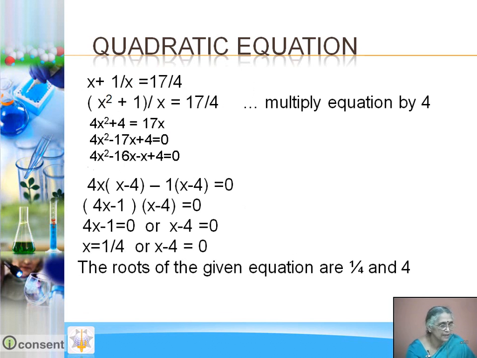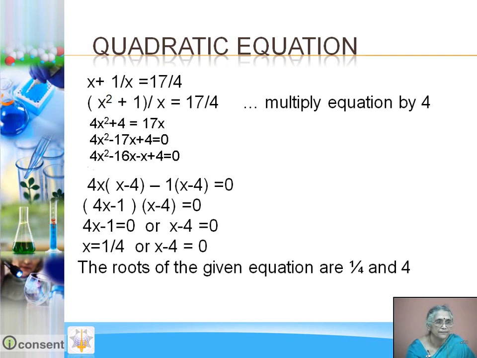Now here is one more example. x plus 1 upon x is equal to 17 by 4. We can write this as (x square plus 1) upon x is equal to 17 upon 4. Now multiply both sides by 4. So 4x square plus 4 is equal to 17x.